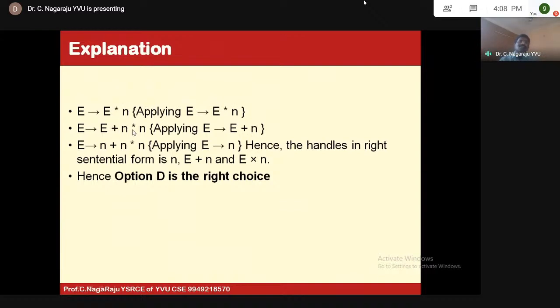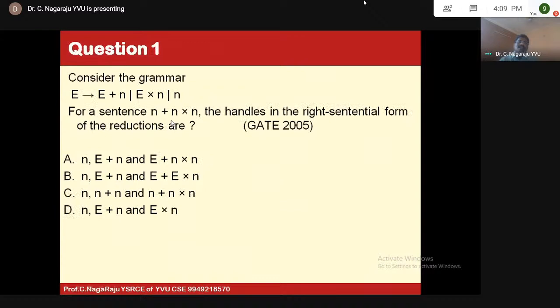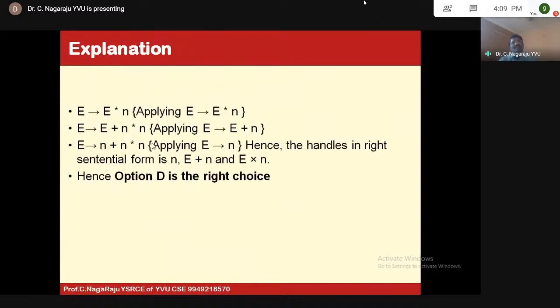After that, E can have the form E plus N star this one. Here E is replaced with E plus N. So the second production, the first production we have taken. Because you have to get N plus N star, that's why we first took star. So that is the rightmost sentential form, E star N, and then E plus N star.